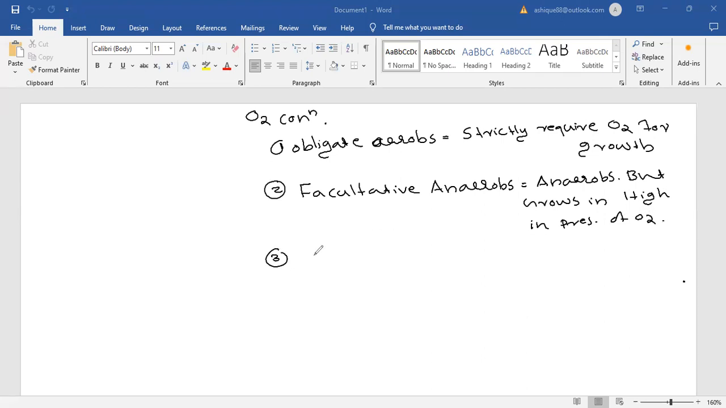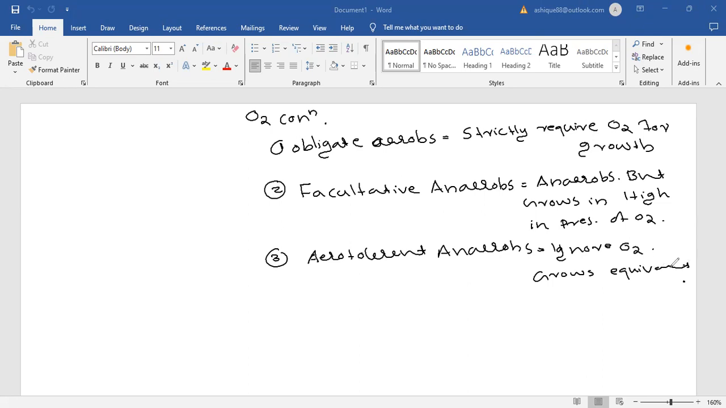The third group can be called aerotolerant anaerobes. They ignore oxygen. They grow equivalently in the presence and absence of oxygen. If there is oxygen, they will grow. If the oxygen is absent, they will grow. That is aerotolerant anaerobes.